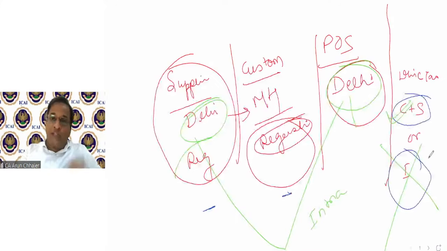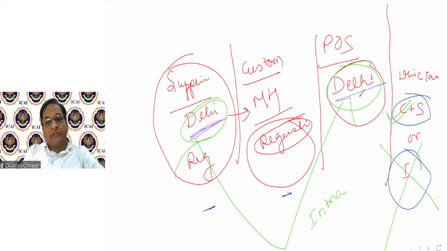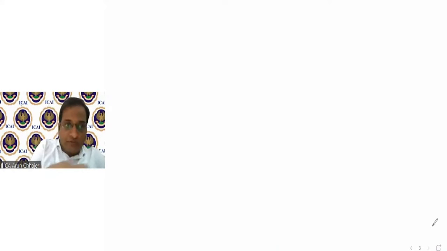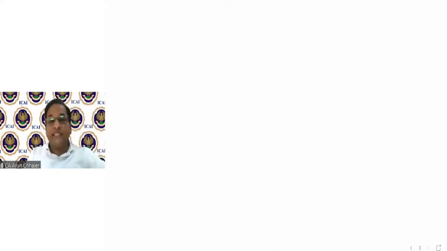In my question, the location of supplier was Delhi, the place of supply was Delhi, so therefore it becomes intra and C plus S would be charged. I hope it is clear. So this is the starting point of the chapter.